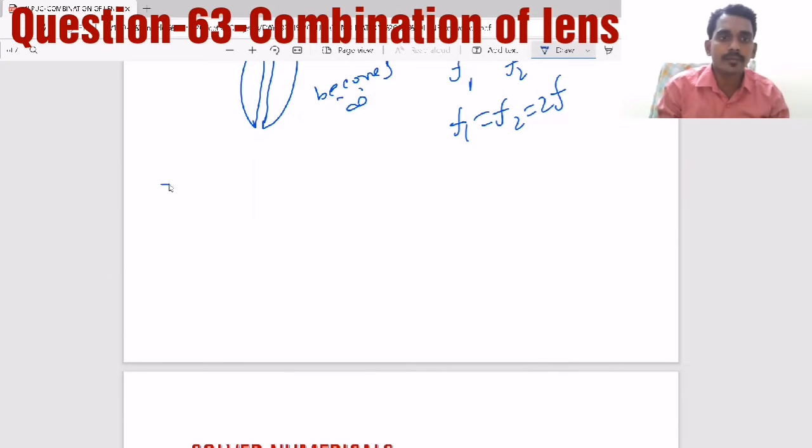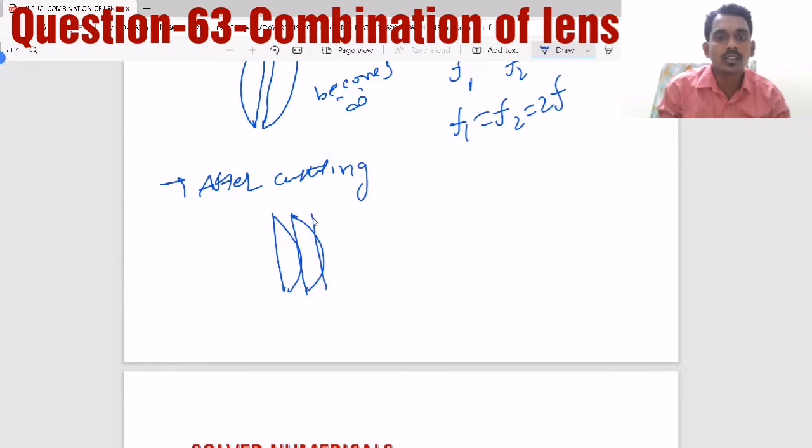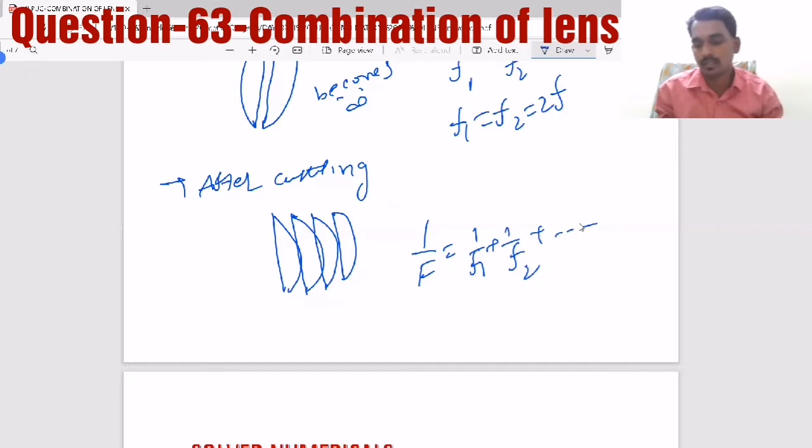Now after cutting, you can keep them in contact. Like this is one lens, this is another lens, this is another lens, like that. Now again, the effective focal length will become 1 by f1 plus 1 by f2, and so on.